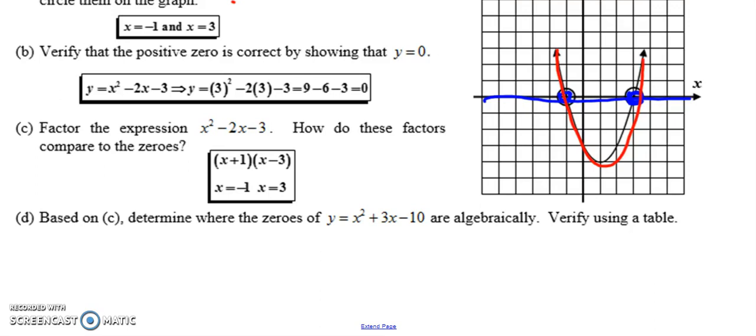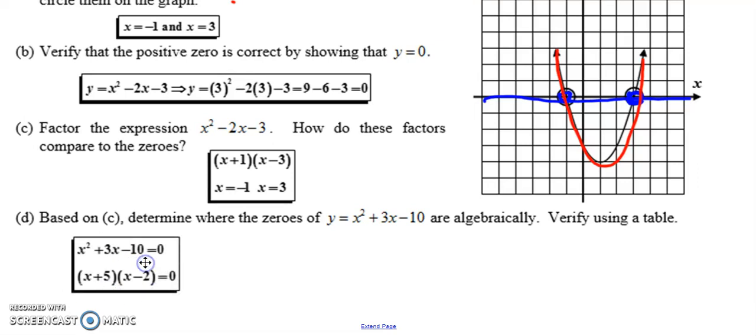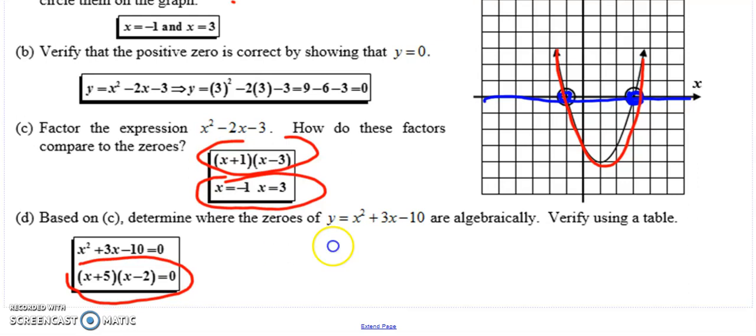Alright, how did you do? Let's see how you factored it. It should factor out like that. We know that +5 times -2 would get the -10, and +5 minus 2. Now looking at just this factor, and what we talked about, these factors and the zeros, were you able to come up with the correct zeros? And hopefully you got that one of them is -5.